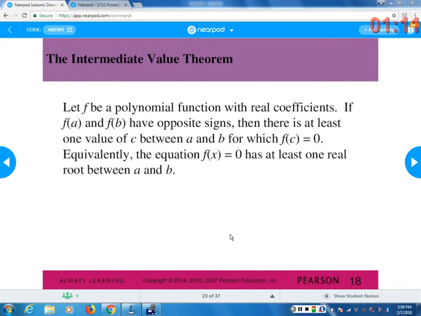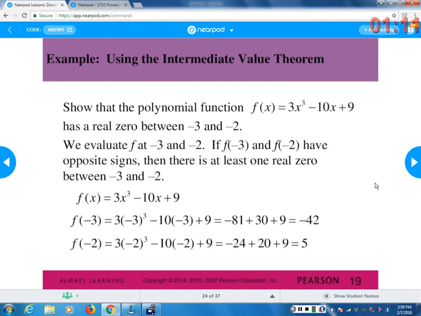All right, this slide is no longer in our notes. This is called the intermediate value theorem. Basically what it says is, if there's a sign change, if f of a and f of b have opposite signs, then there's at least one value where you have a 0. So you look at sign changes, but we're not really covering this. I had this in my notes and I took it out. We just never had time.